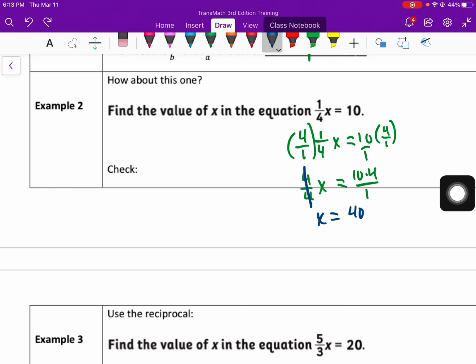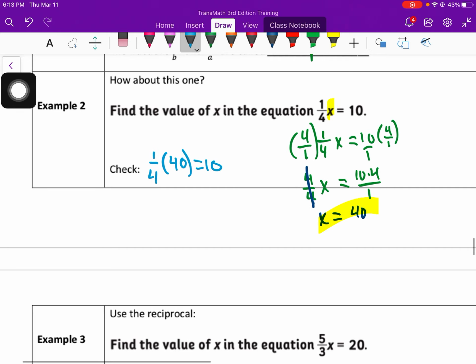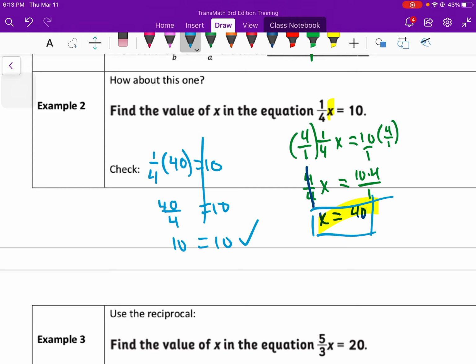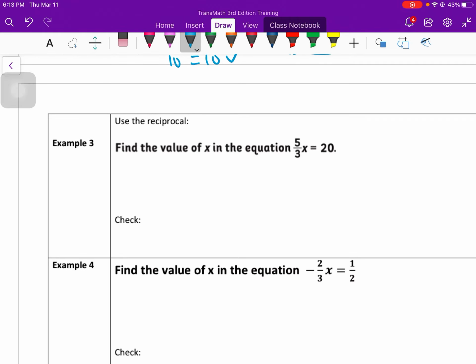And now let's check that. Let's check to make sure that's true by plugging in 40 for x back into the equation. So we have 1/4 times 40 equals 10. We can simplify this fraction to 40 over 4 equals 10. And 40 over 4 is 10, so that's true. That balanced the equation, x equals 40. So we can solve equations for x by using the reciprocal.